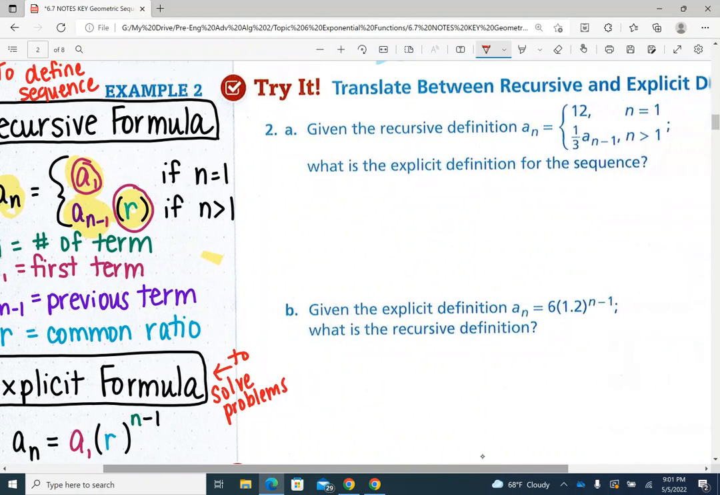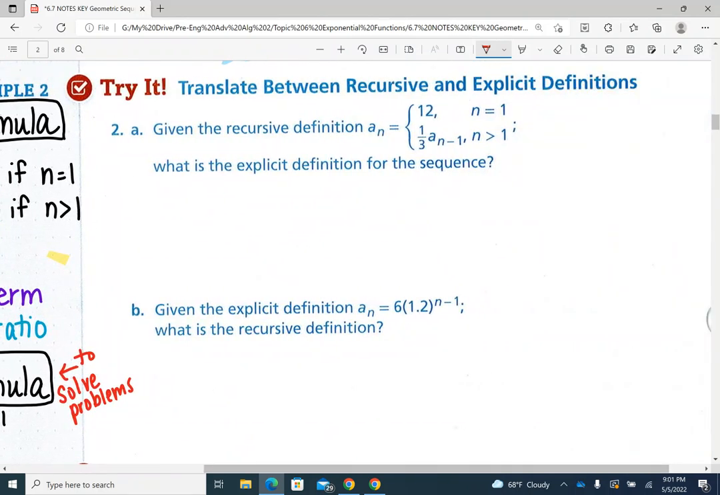Okay, so here on example 2, we've been given the recursive definition. We want to know what's the explicit definition. Well, the recursive definition says that my first term is 12, so it starts off 12. Then every term after that, I take the previous term. So to get the second term, I would take the first term and multiply it by a third. So 12 times 1/3 would be 4. 4 times 1/3 would be 4/3. 4/3 times 1/3 would be 4/9, and so on. What's the explicit definition for the sequence?